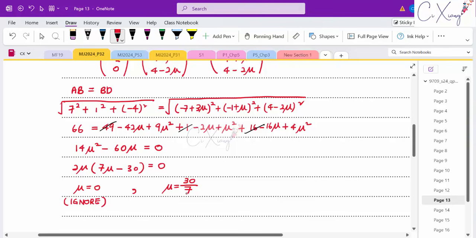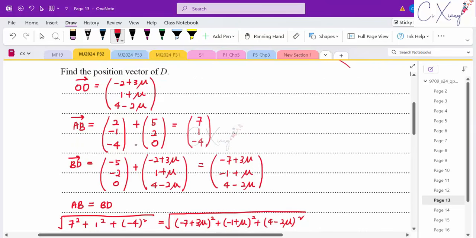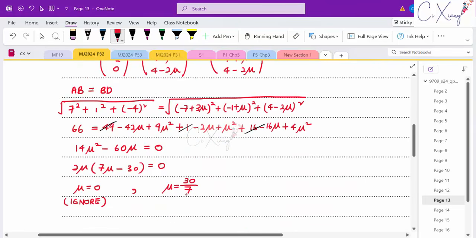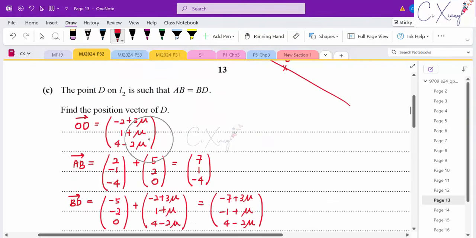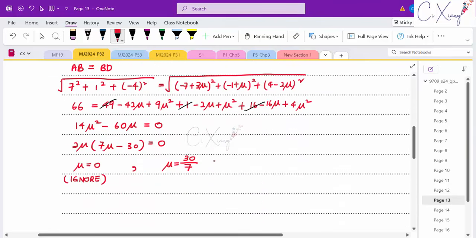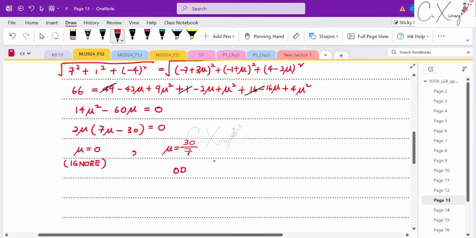Therefore, we ignore the value of mu equals 0. If you want to get the position vector of OD, you have to use this particular value, 30 over 7. So substitute 30 over 7 into the position vector of D equation, the column vector. So what do you get for your OD here? If you didn't make any careless mistake, your OD should be 76 over 7 i, then 37 over 7 j, and minus 32 over 7 k.